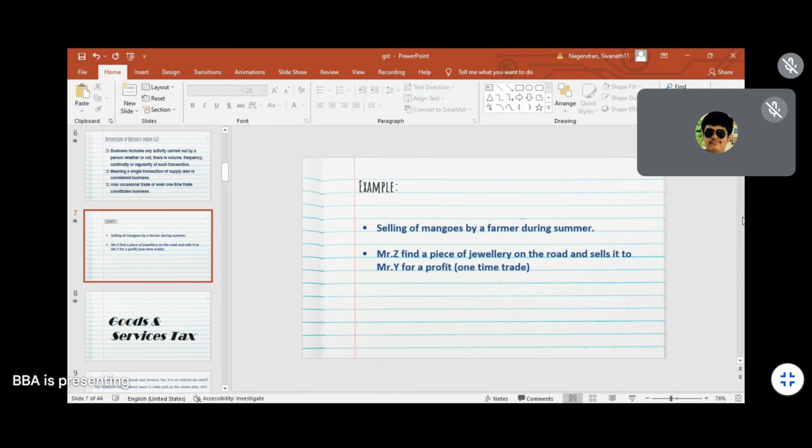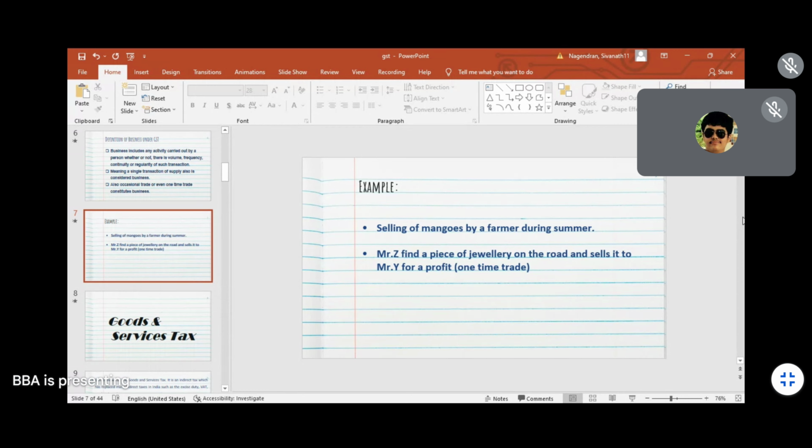And the second example is illegal, but anyway, that is also considered as business. Mr. X finds a piece of jewelry on the road and sells it to Mr. Y for a profit. So it is just a one-time trade. He found the product, so he was able to take it and sell it. If he could not find the product, he could not sell it, right? Even though the activity is illegal, according to GST, it is a business. Is it clear?